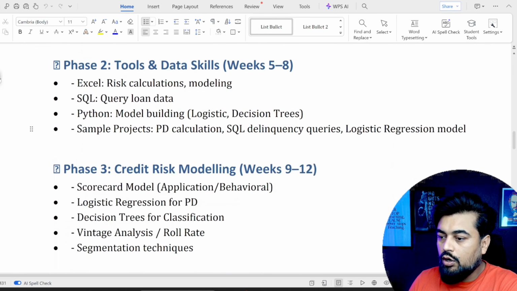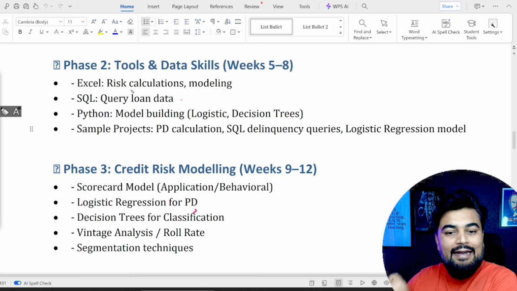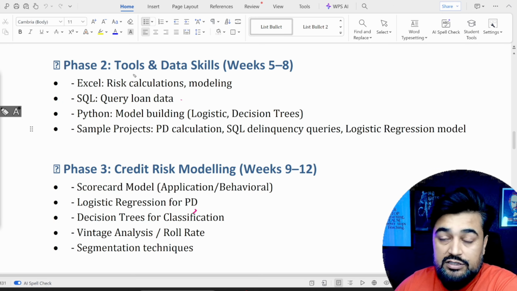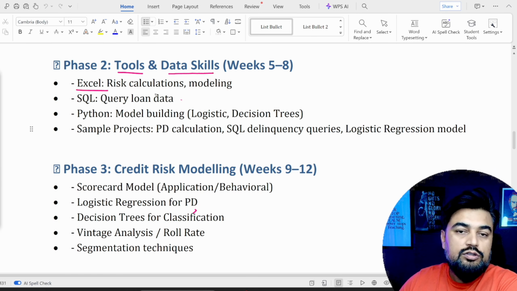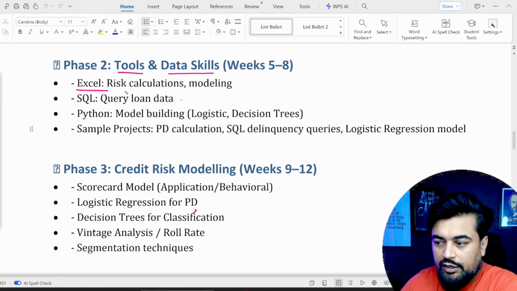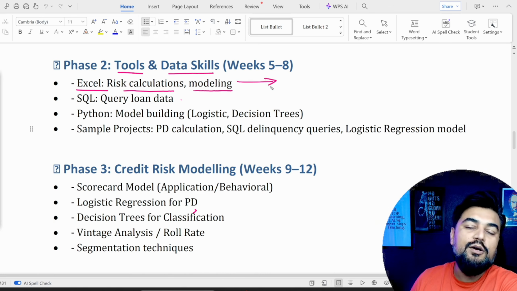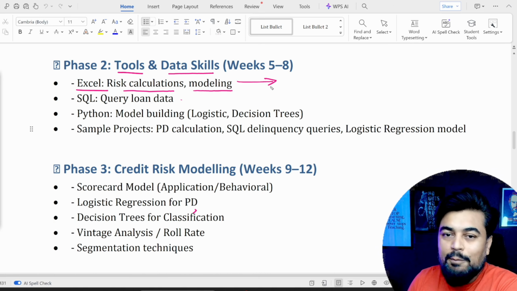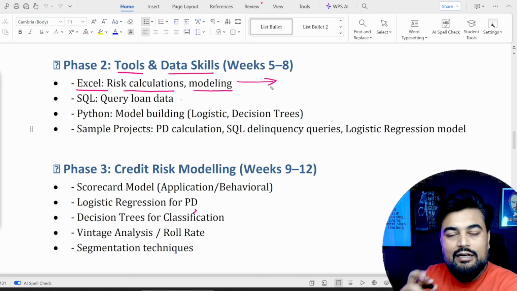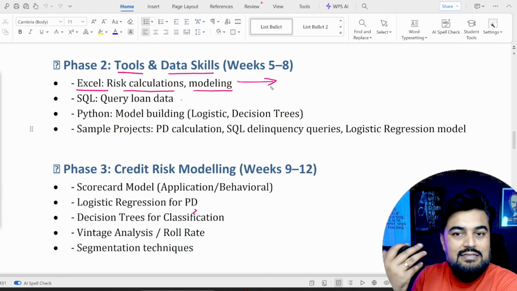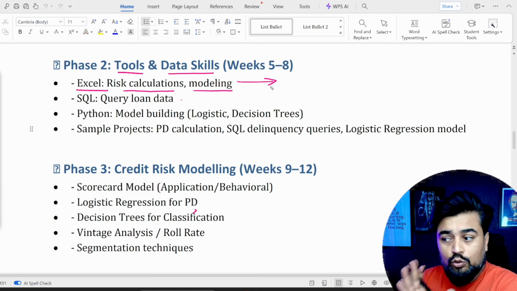Now let's talk about phase 2. In phase 2, you need to get yourself readily available on the skills which are technical, like tools and data skills. So learn Excel, okay, use W3 Schools, all those websites, you can use that. Risk calculations, then modeling itself is a word, but if you go deep into modeling, you will learn the types of models, like regulatory models and non-regulatory models. Under regulatory, there are IFRS 9, Basel. Non-regulatory, like you have your acquisition models, you have your behavior models, all those things you need to focus on.